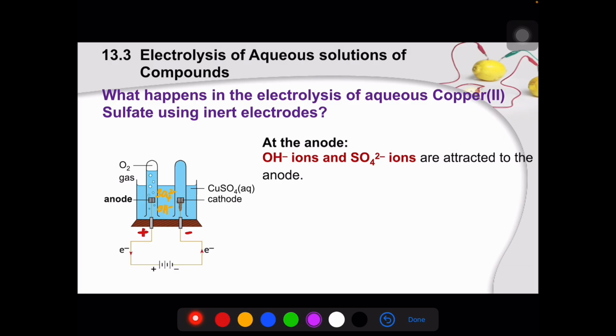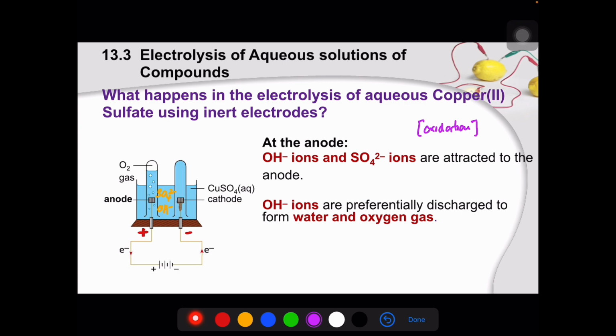They will be oxidized. Remember, oxidation is loss, reduction is gain. So at the anode is where you have oxidation. Now you have two choices, hydroxide or sulfate. If you go to the second page of this set of notes, factor 2 says that if you have sulfate, sulfate will actually remain as an ion. That will mean that hydroxide will be the one that's preferentially discharged.